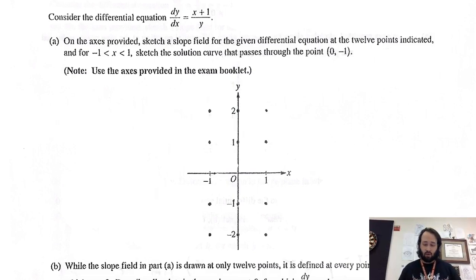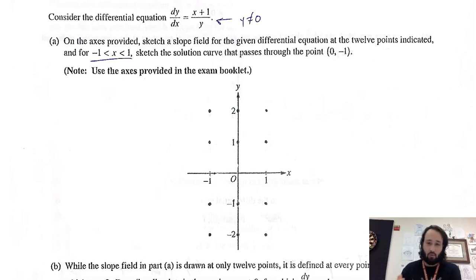So on the axes provided, sketch a slope field for the given differential equation at the 12 points indicated. They have 6 up here, 6 down here, so that is 12 points altogether, for -1 to 1 for x, and then sketch the solution curve that passes through 0, -1. And notice here, y cannot be 0, and it's going from -1 to 1.